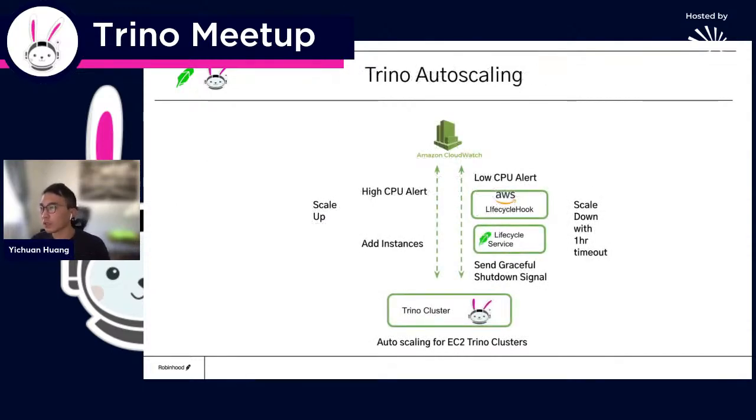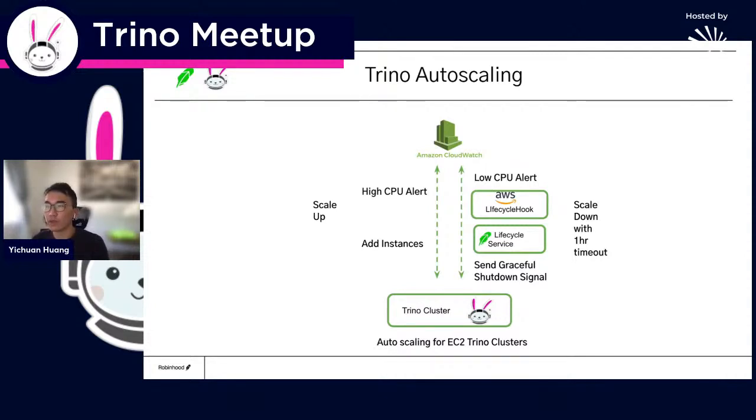So this is basically a graph showing how we do the Trino autoscaling. On the left side, it shows how we do upscaling. It's pretty simple. Basically, just high CPU. Whenever there's a high CPU alert on the last 5 minutes, the ASG will trigger upscaling to add more instances to the Trino cluster. For downscaling, if the condition is met, then it will.